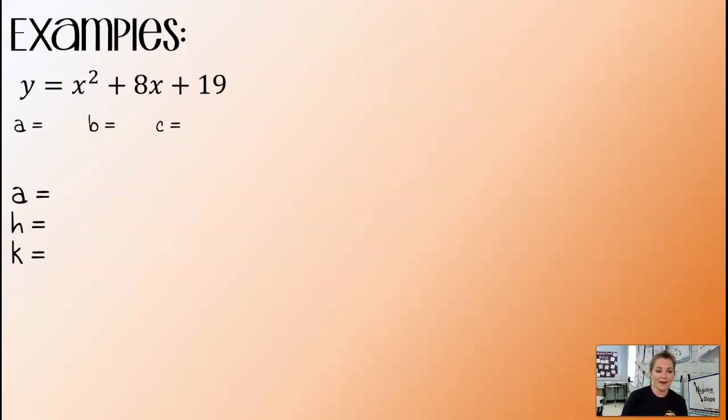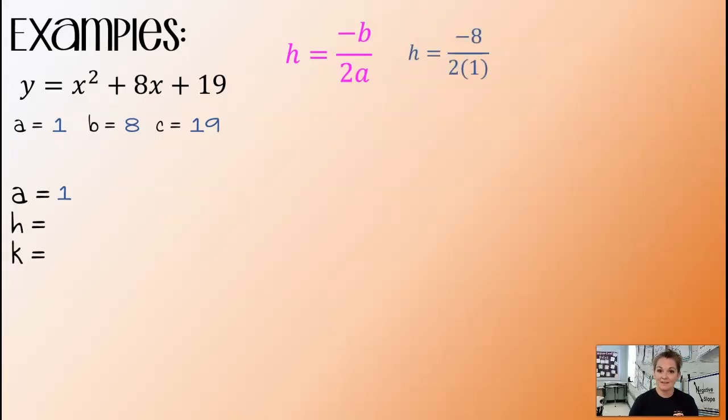Next example, I have x squared plus 8x plus 19. So my a, my b, and my c. My a is 1, my b is 8, my c is 19. And I already know what my a is of my vertex form. My a is the same. If it was 1 there, it's going to be 1 here. I'm going to go opposite of b over 2a again. Opposite of b is a negative 8 this time, over 2a, 2 times 1. So negative 8 divided by 2 is going to give me negative 4. So my h value is negative 4.